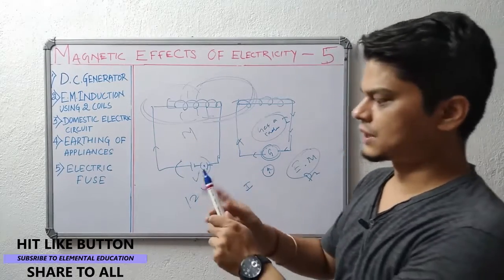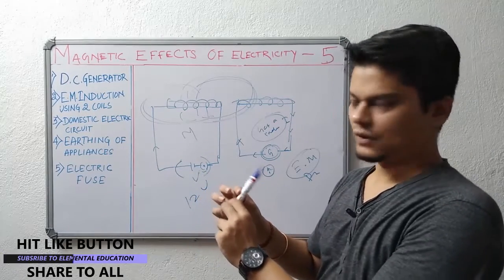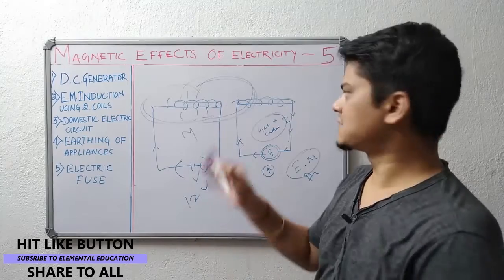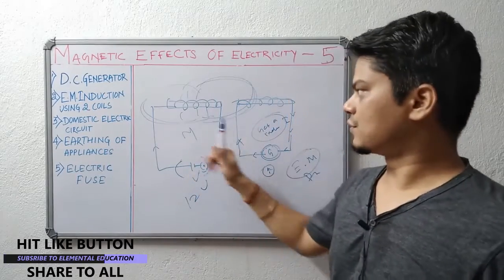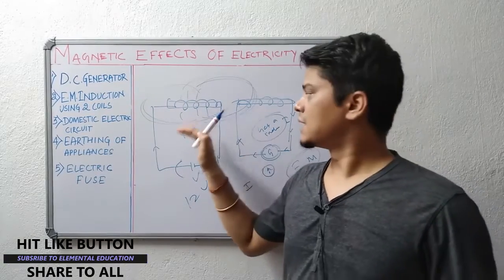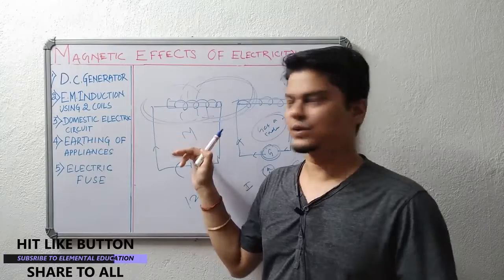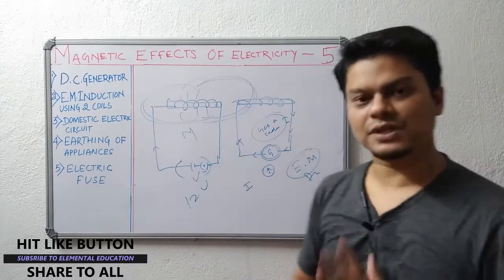So a galvanometer will be in this direction, suppose, when I am switching on. If I am switching off, then it will be in the opposite direction. That means the current flow will be in the opposite direction. So we understood how a current is produced due to another coil which is near to that. Now we will see the practical uses of it.